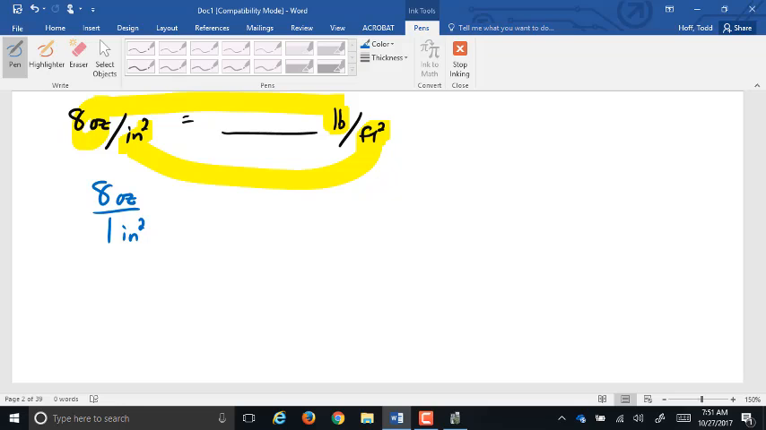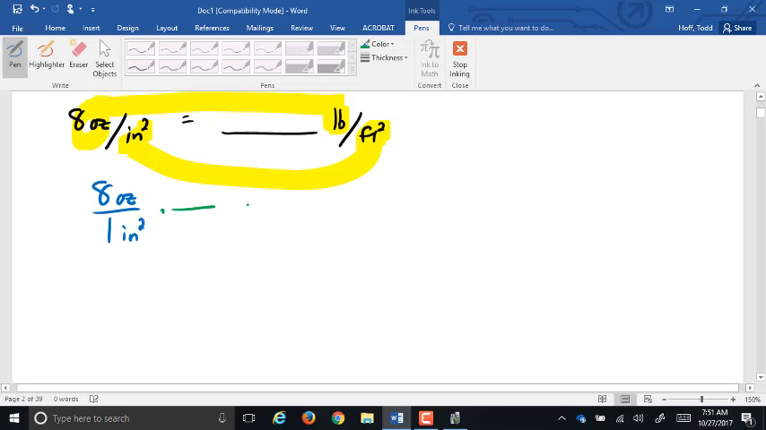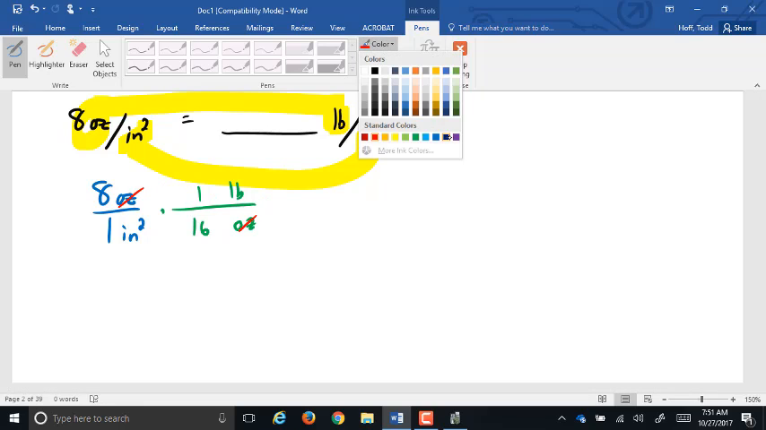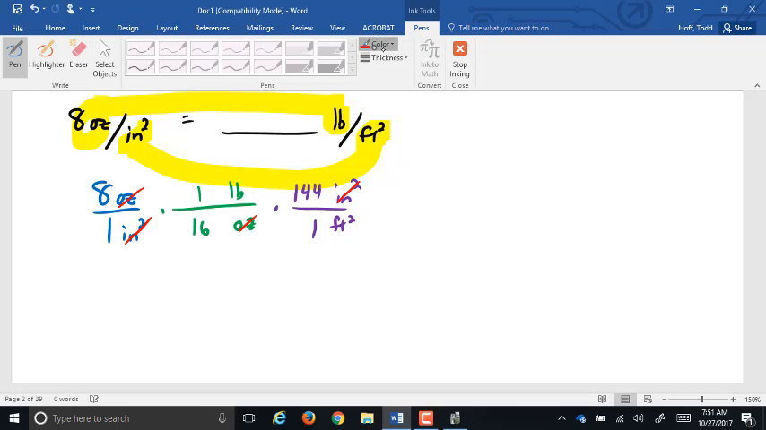Sure. So now we've got to get rid of the ounces. I'll put ounces on bottom, pounds on top. 1 pound is 16 ounces. And we have to get rid of the square inches, going to square feet. 1 square foot is 144. Good. We pounded that one into you enough, huh?